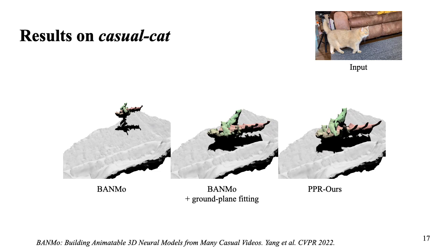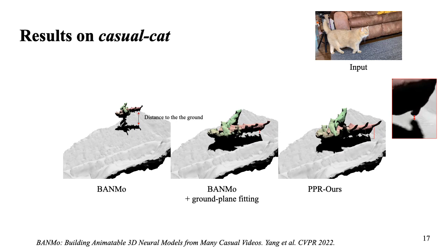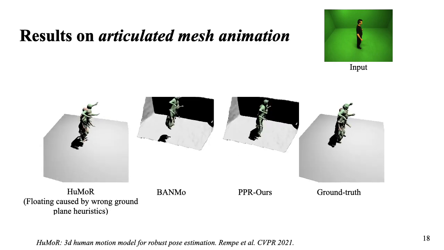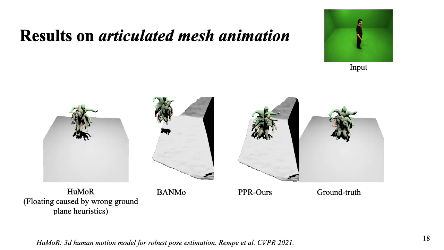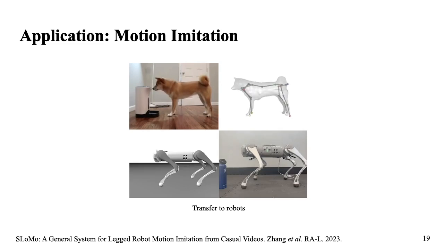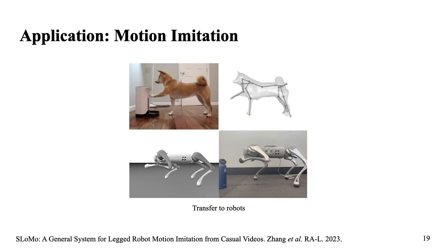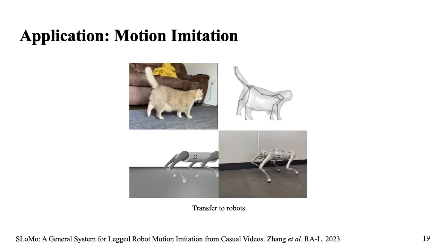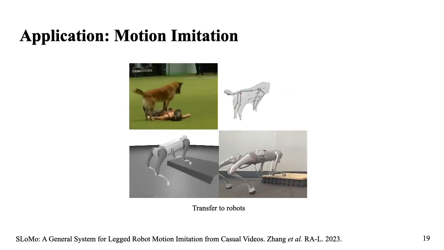On the casual cat dataset, our method produces the most physically plausible results compared to baselines, with minimal distance between the ground and the reconstructed cat. On the articulated mesh animation dataset, our method correctly estimates the human scale and foot contact locations. One application is to help real robots acquire natural motion scales from in-the-wild video footage without expensive marker-based mocap.